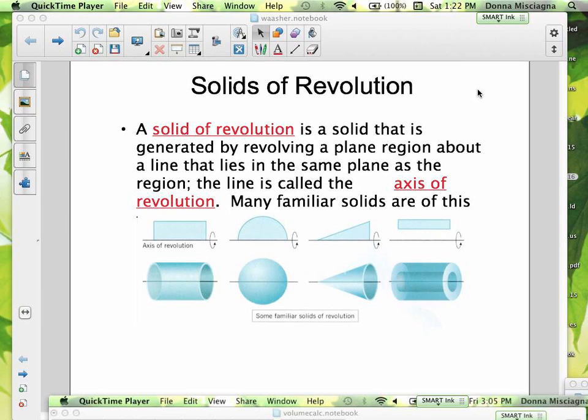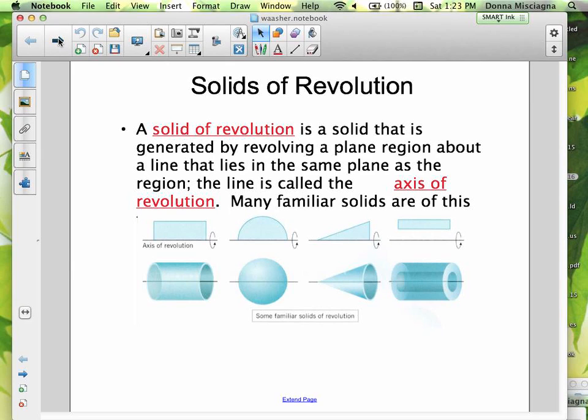So here we have some familiar solids. If you revolve a rectangle around a line of revolution, you get a cylinder. If you revolve a semicircle, you get a sphere. If you revolve a triangle, you get a cone. And if you revolve a rectangle that isn't touching the line of revolution, you get a cylinder with a hole in it. I don't know what to call that thing. Tube? We'll call it a tube.